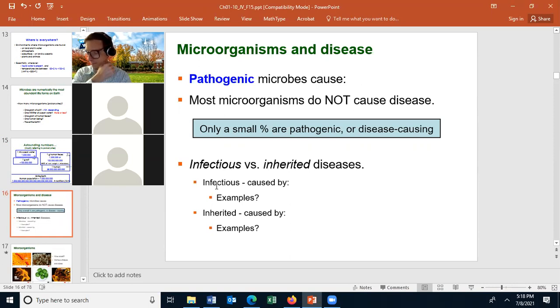We do consider Clostridium botulinum an infectious disease because it's caused by a microorganism, and in reality the microorganism is producing toxins, and then the toxin causes the disease. But my point is, it is caused by a microorganism, so we do call it an infectious disease, but it's very unlikely to spread from one person to another person.